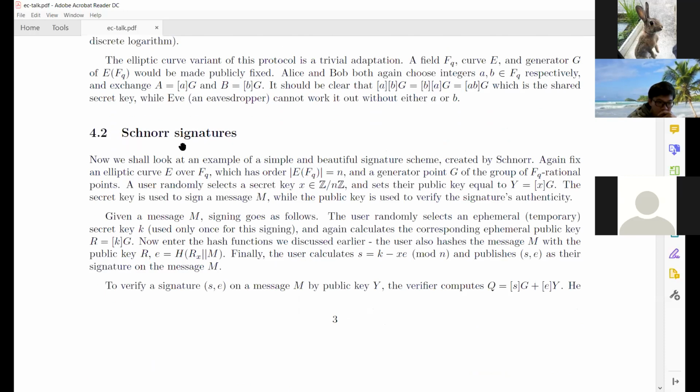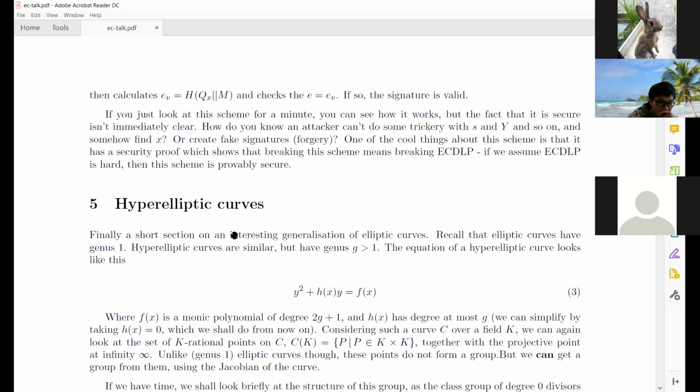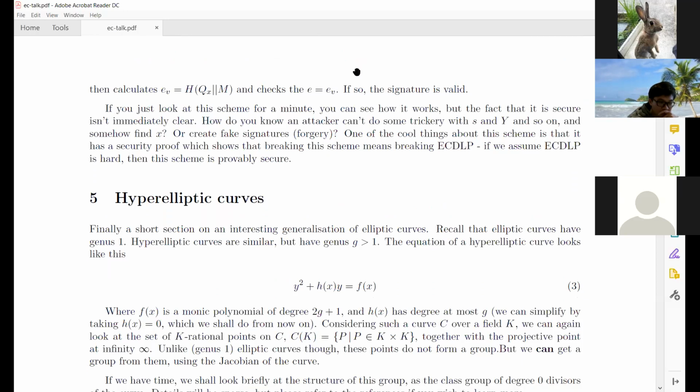The problem with this scheme was that it was patented for about 20 years, so it wasn't standardized properly. But now the patent's expired, so it's becoming more popular again because people are allowed to use it legally.